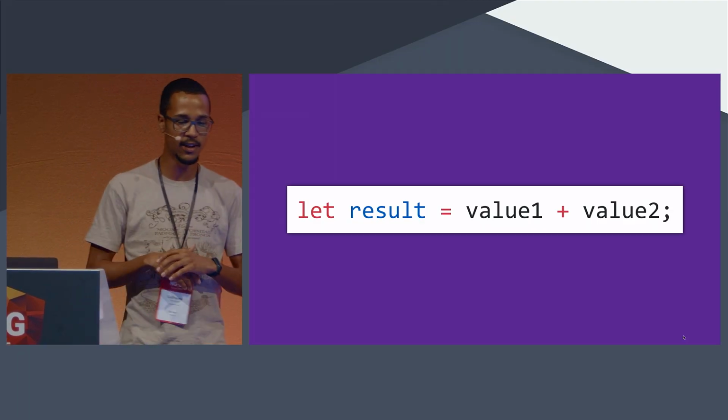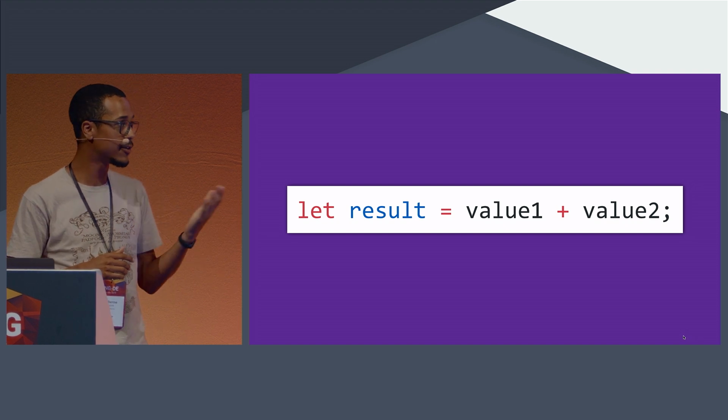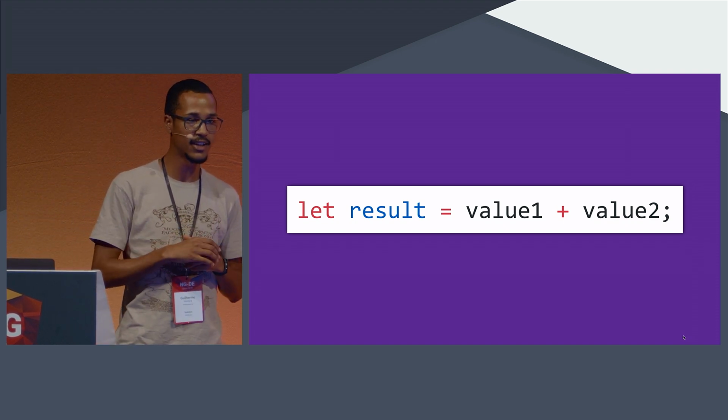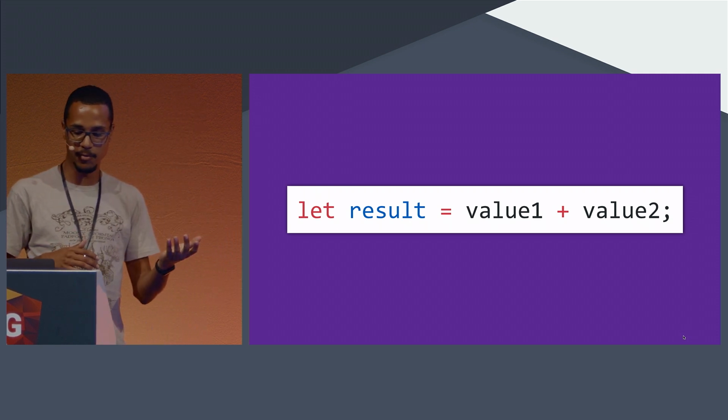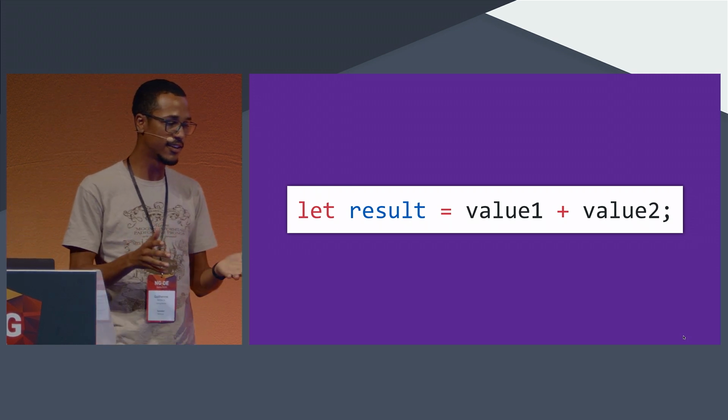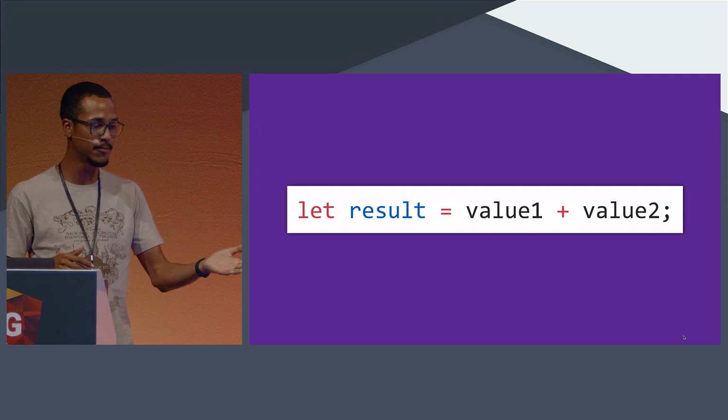So, of course, we can apply this to code. Here we have a JavaScript line that we can read: let result be the sum of value 1 and value 2. So we're just saying that the result of the operation should be stored in that variable. I have here just to illustrate a simple form.